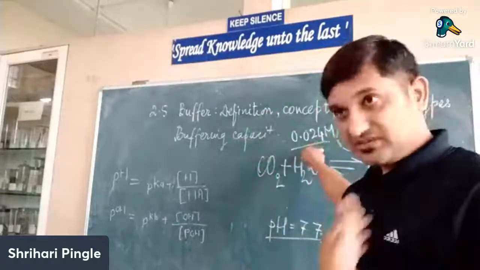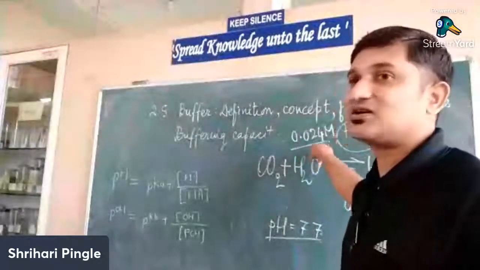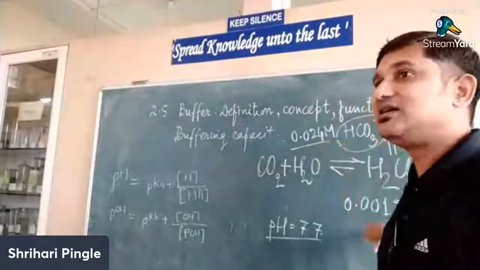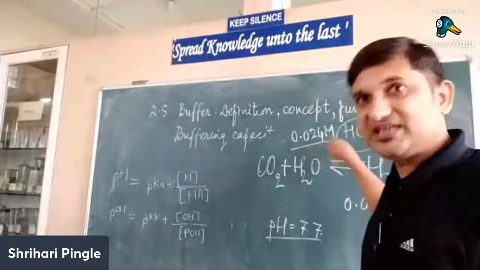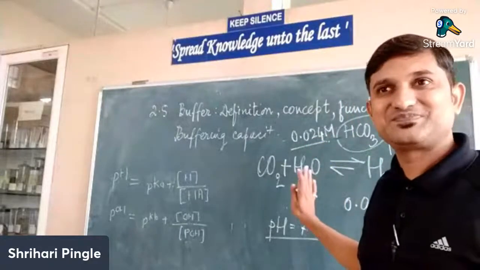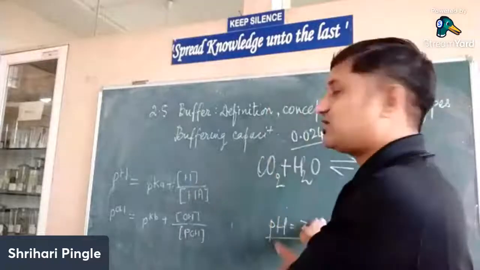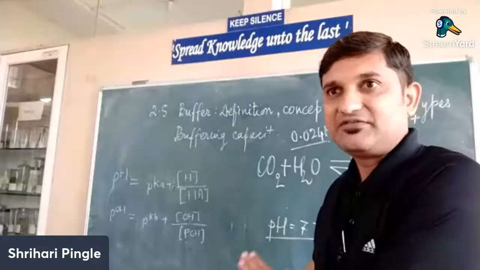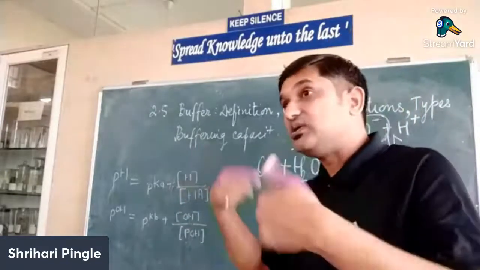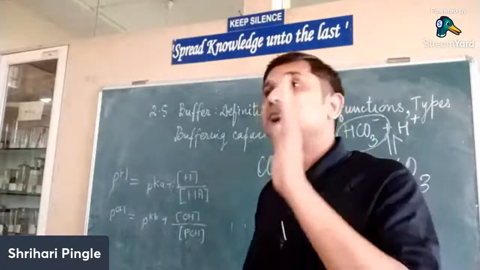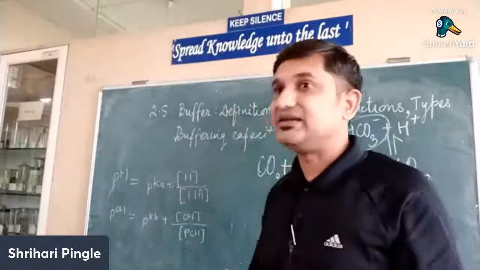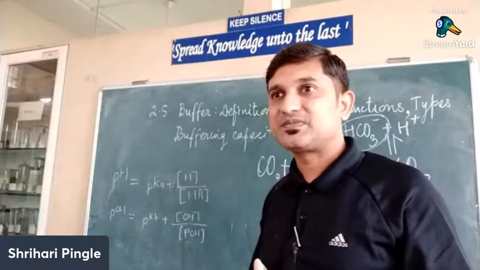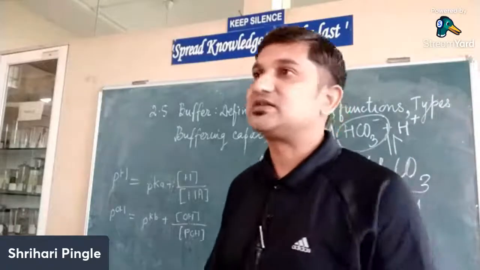So here the body system has adjusted the concentration of bicarbonate ion, the conjugate base, and its acid, so that the pH of the blood always remains around 7.7. Have you understood? So this is how in the biological system the pHs are maintained. Followed this? Okay.